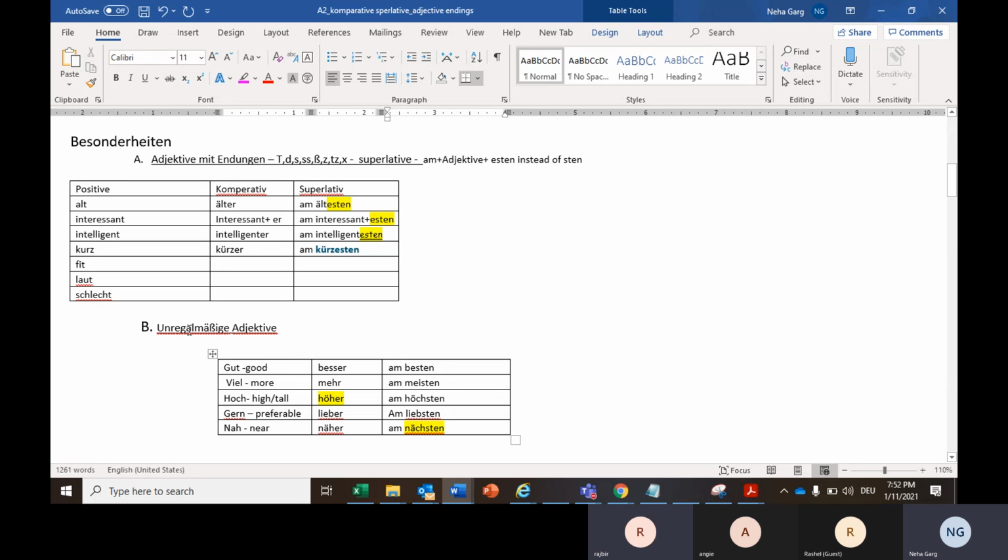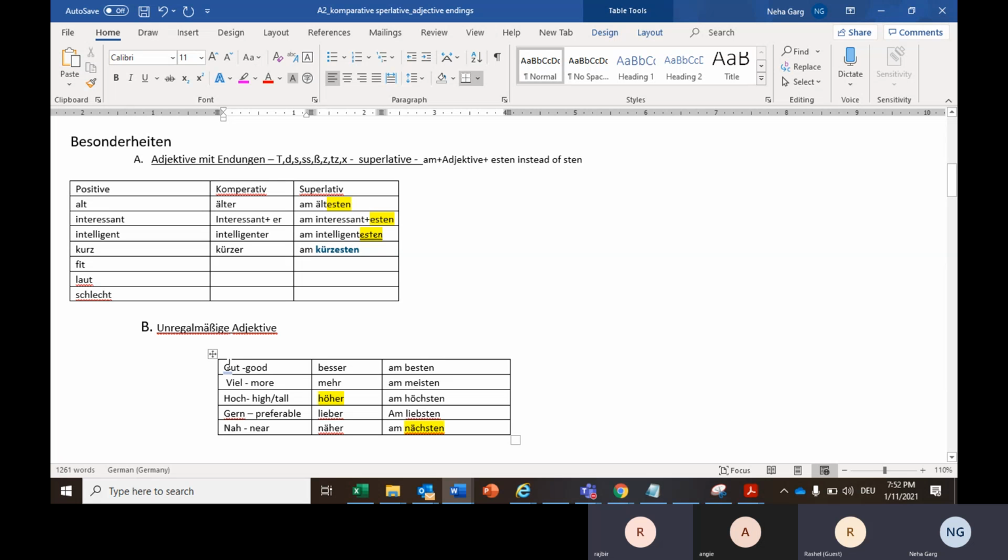From the irregular adjectives. Ma'am, how do you pronounce this word? Hoch, höher, am höchsten. Nah, näher, am nächsten.